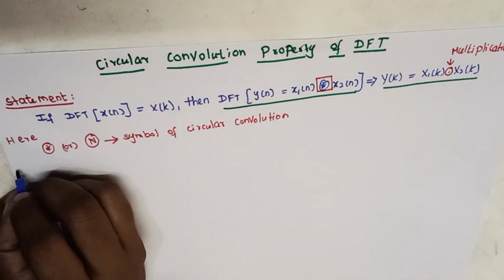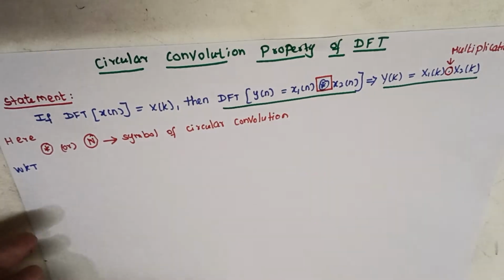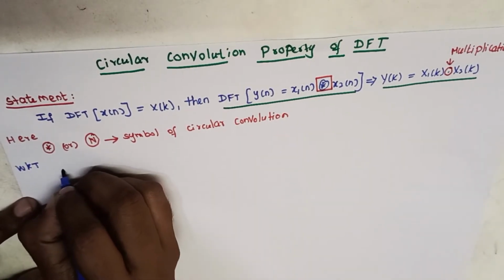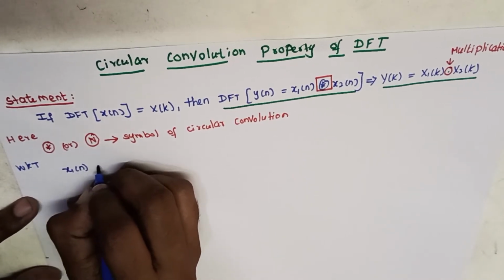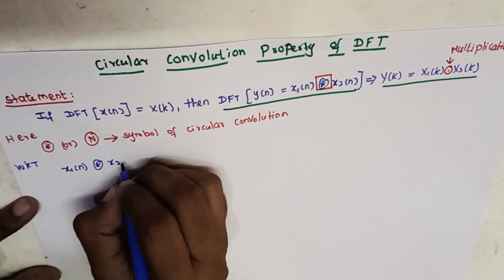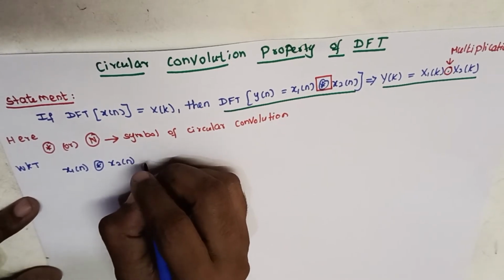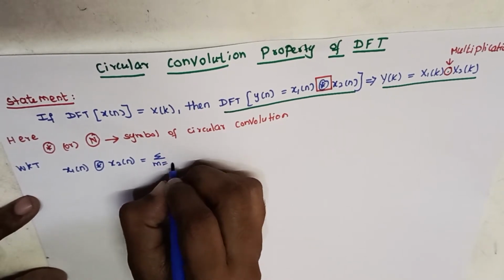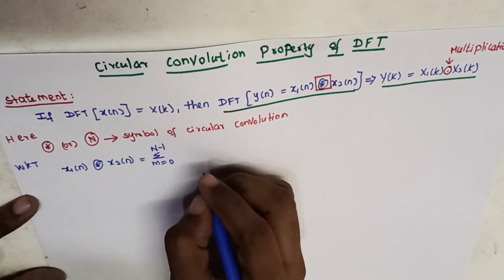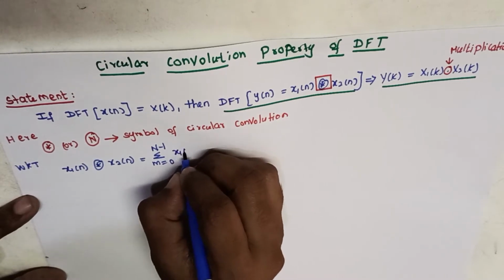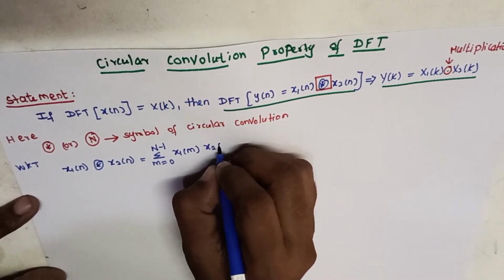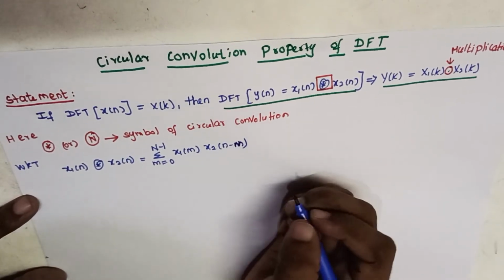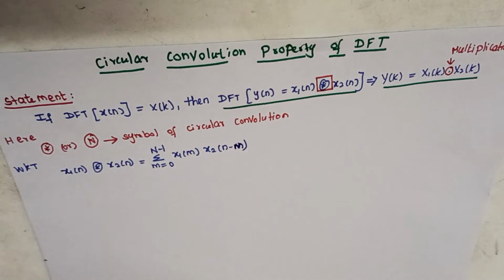We know that the formula for circular convolution is x1 of n convoluted with x2 of n is equal to summation m is equal to 0 to n minus 1 x1 of m x2 of n minus m. This is the formula for convolution.